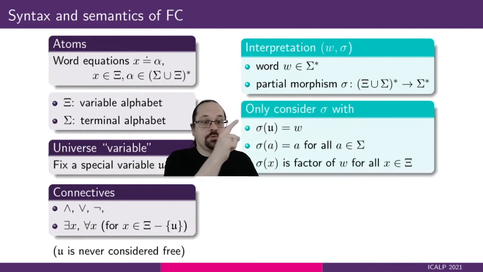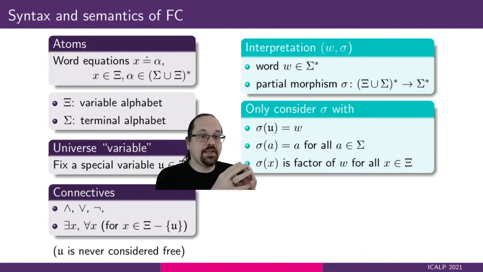In particular, we shall say that U, the universe variable, always contains the word. That's fixed. Constants are constant, so all the terminal letters that we have will not be changed by the partial morphism. And if we have a variable, it can only be mapped to a factor of our main word, of the input word. Long story short, from a first classical logic point of view, it's just our universe as a set of all the factors of the word, and then we can only match something in there. And constants are constant. And that's it.